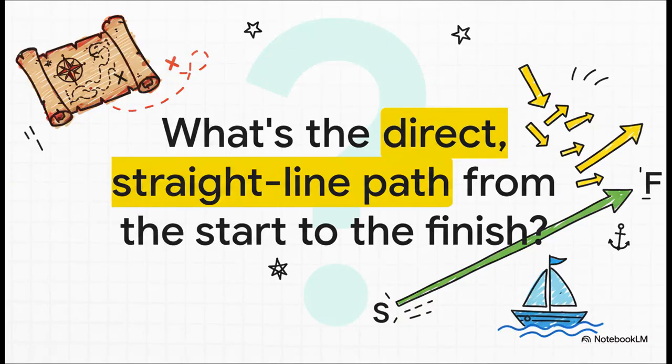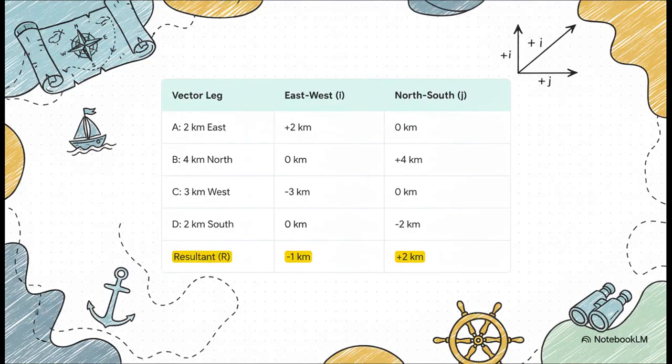If you could have just gone in a perfect straight line from the starting dock to where the boat ended up, what would that path be? What's the distance and what's the direction of that shortcut? And here's how we turn all that chaos into simple order. We just add up all the east-west movements and all the north-south movements completely separately. So in the east-west column, we've got a +2 and a -3, which gives us a total of -1. And in the north-south column, a +4 and a -2 gives us a total of +2.